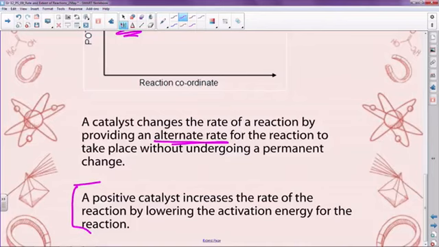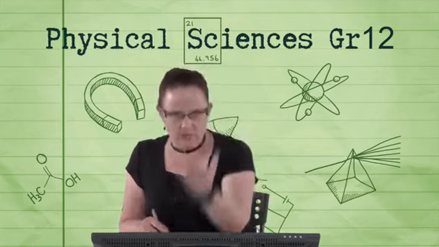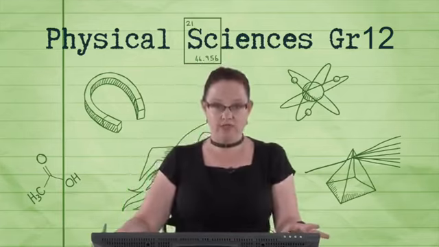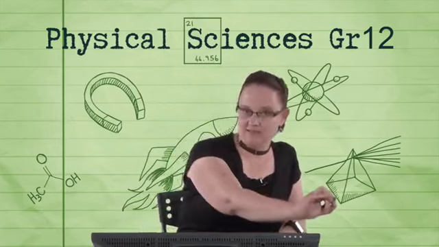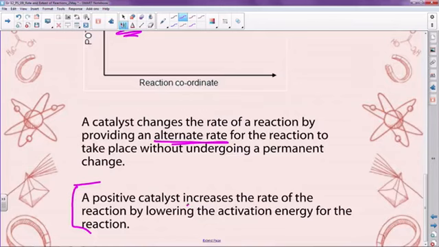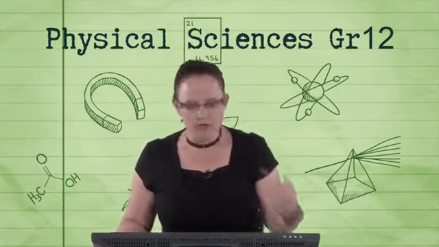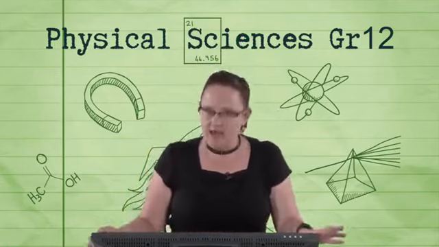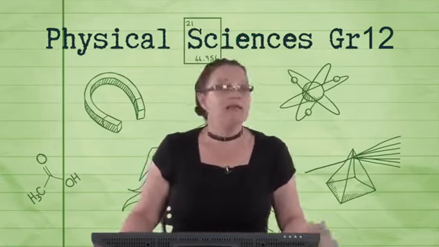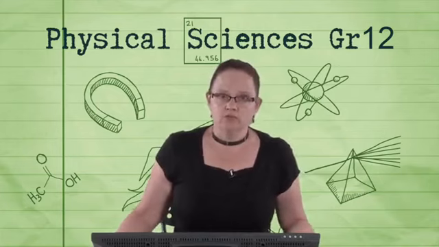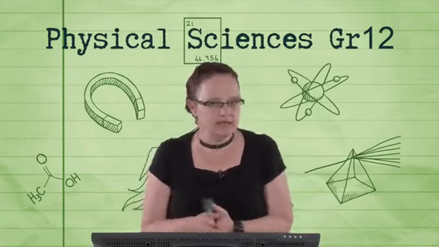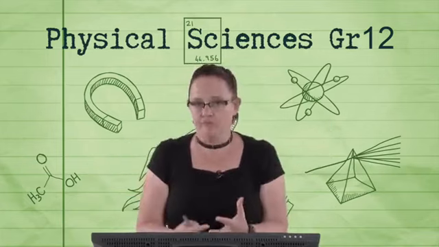A catalyst in general changes the rate of a chemical reaction without actually undergoing a permanent change. A positive catalyst increases the rate of the reaction by lowering the activation energy. A negative catalyst decreases the rate by increasing the activation energy. Now, at school level, we don't use negative catalysts. We don't do any reactions that are so fast and uncontrollable that we need a negative catalyst because they're too dangerous, okay? Industry will sometimes use negative catalysts because they need to control the reaction better.